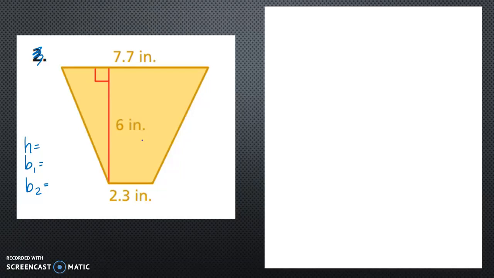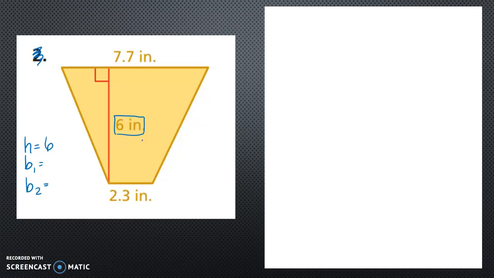Okay, so like I said in the very beginning of this video, the height is always going to be by that line that's marking this 90-degree angle. So this line here. So our height is 6 inches. It's also, for this shape, going to be the number that's attached to this line that touches both base 1 and base 2. So here our height is 6 inches.